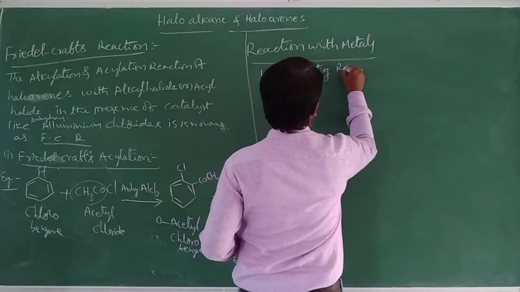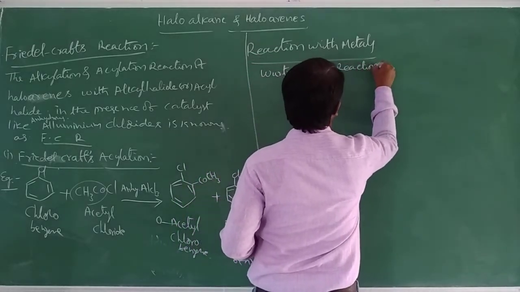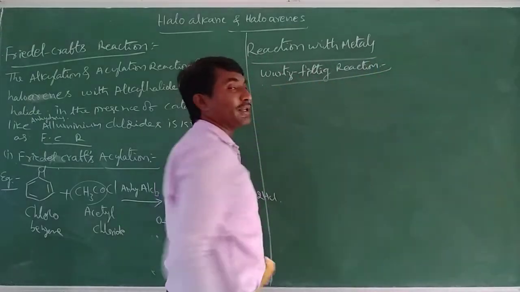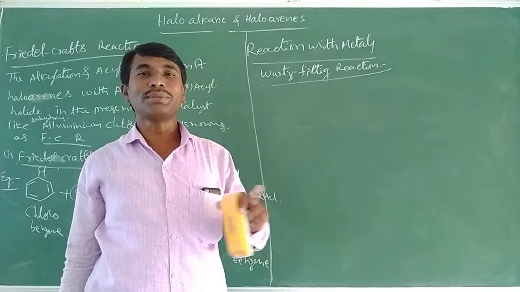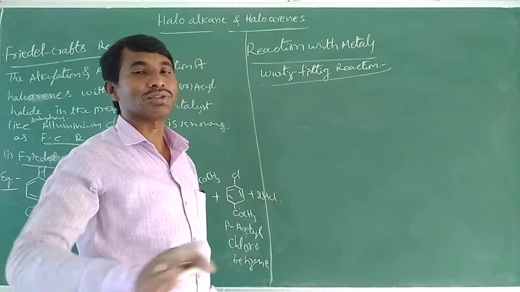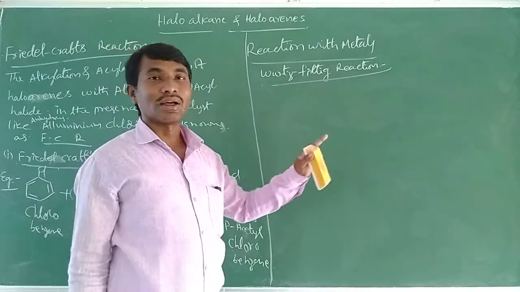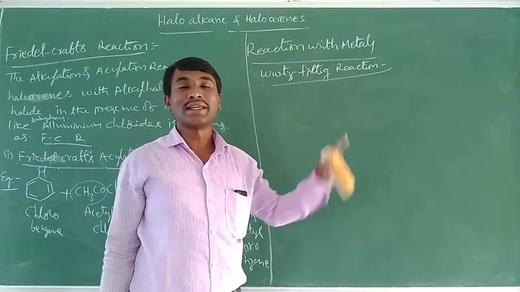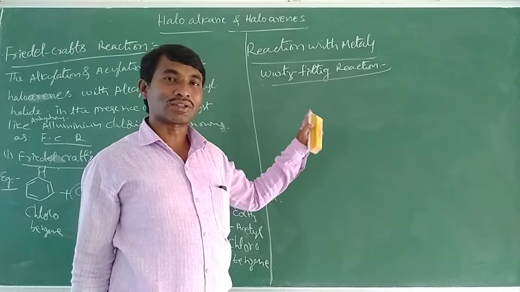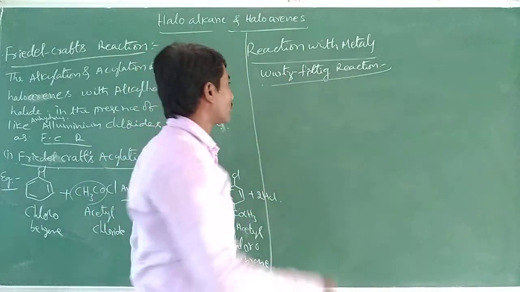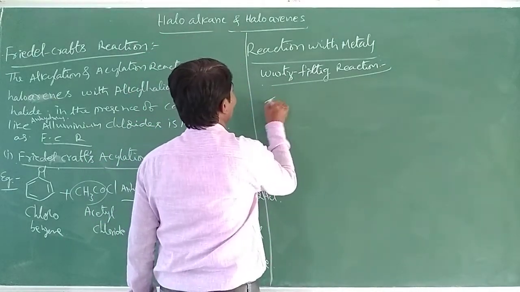The Wurtz-Fittig reaction means a mixture of alkyl halide and haloarene reacting with sodium in the presence of dry ether gives an alkyl arene. That is called the Wurtz-Fittig reaction.